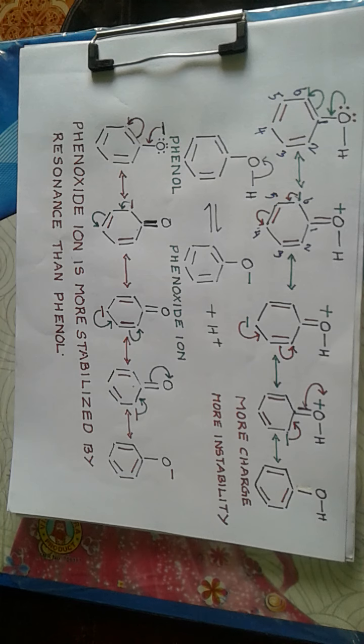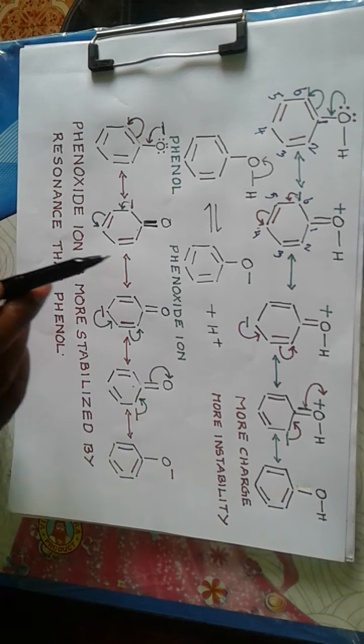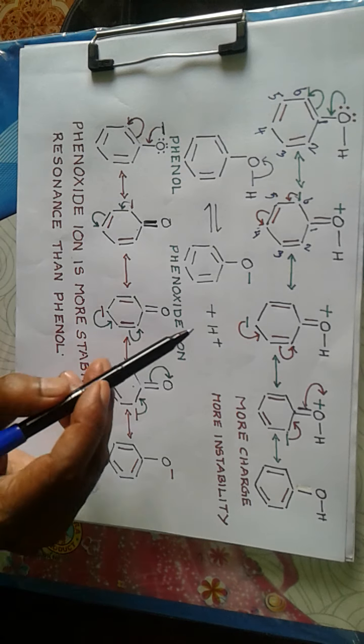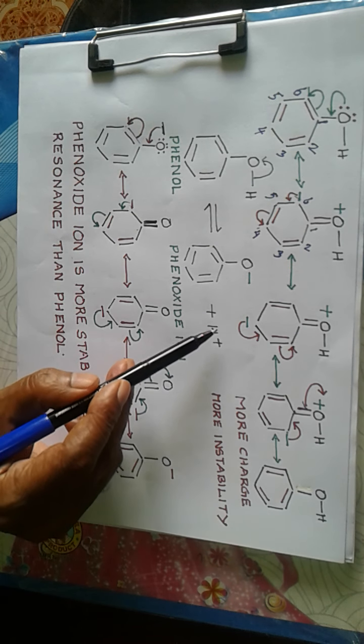So the resonance hybrid of phenol will have a higher free energy than the resonance hybrid of phenoxide. So phenoxide is more stable, and the more stable the phenoxide, the more is the tendency of formation of phenoxide from phenol, so that more is the tendency of formation of H positive. So we say phenol is acidic, and the only reason is that phenoxide ion is more resonance stabilized than phenol. That is the only reason for the acidic nature of phenol.